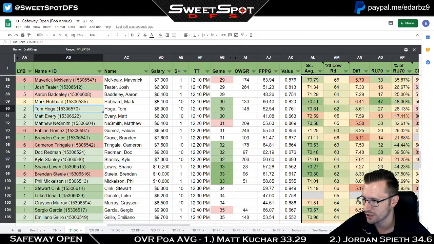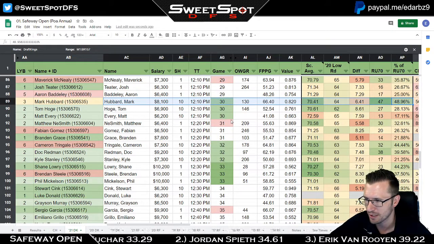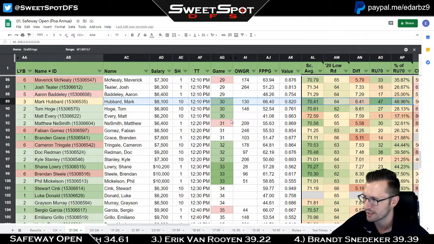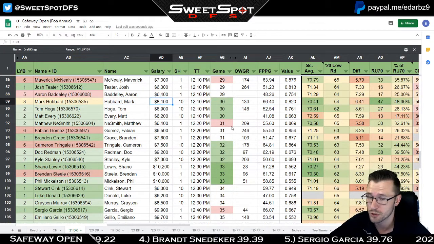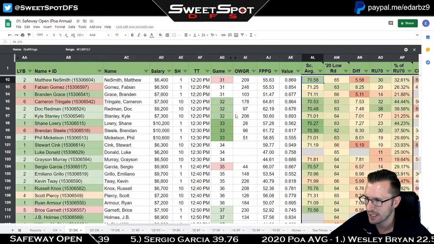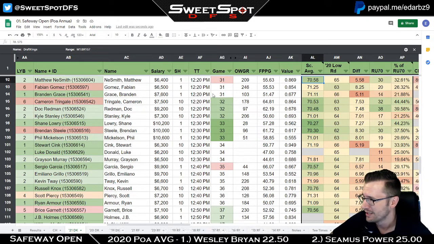Just worth consideration. And then Mark Hubbard just scorches golf courses. Like he played really well in 2020. So we'll see how that translates into this tournament. But at 8,100, you could do worse. You could do much worse. Matthew Neesmith, I only have him highlighted because of his 70.58. I have nothing else to say about him.